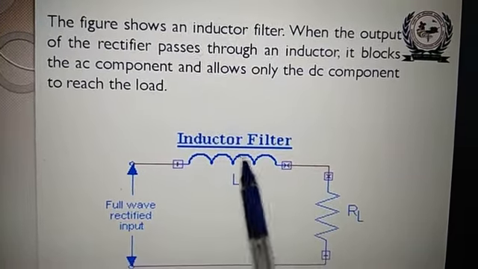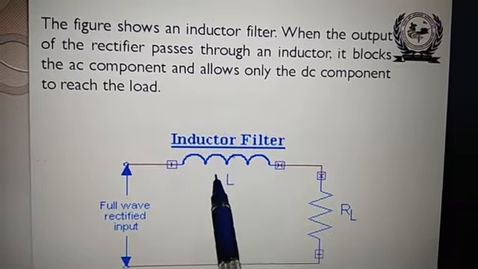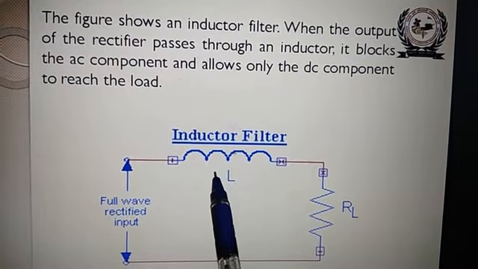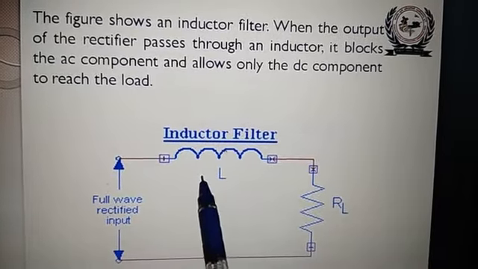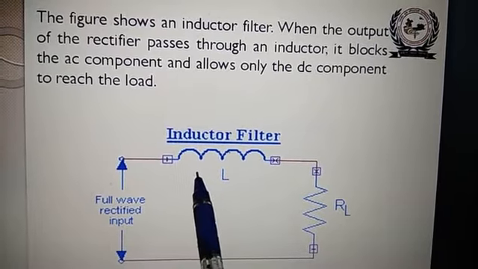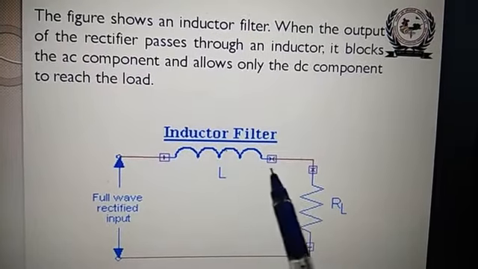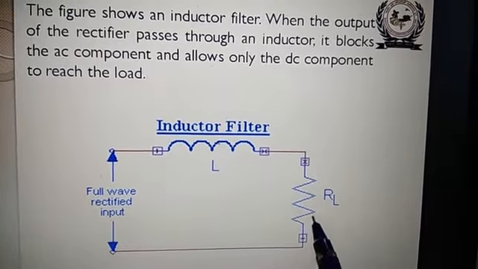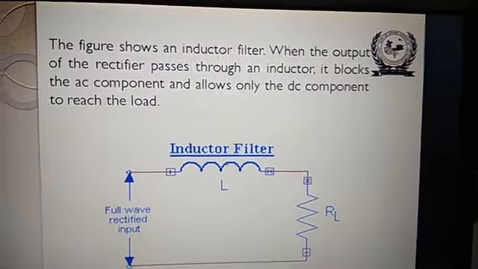This inductor will block the AC component according to the reactance XL equals 2 pi FL. For DC, the frequency is equal to 0, so the reactance will be 0, and no AC will be passed, only DC will be passed, and you will get the DC current across this load. So you will get the improved DC version.